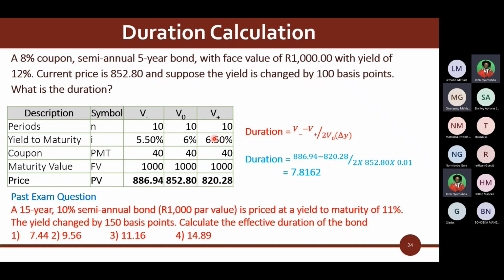Oh, okay, because I thought it was 6 changed by 1, which is 6 plus 1. So you were just saying 6 minus 1 is 5, 6 plus 1 should be 7. No, 6 is the semi-annual; the yield to maturity is 12.